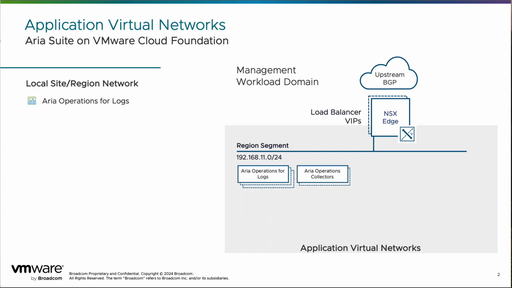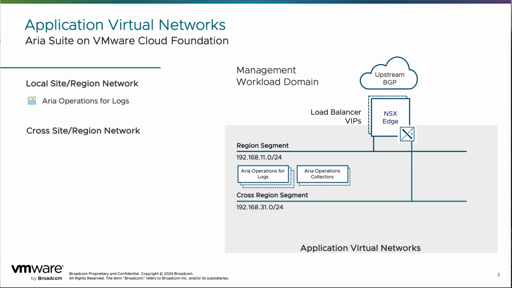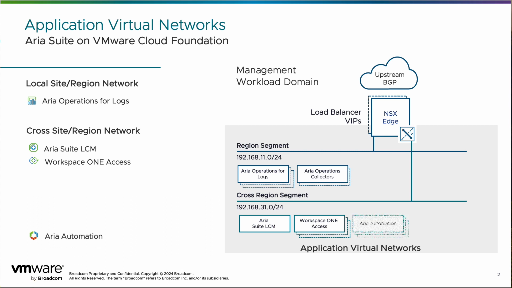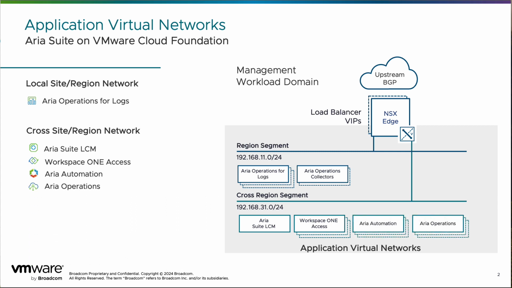Components that use the region segment include Aria Operations for Logs. The second segment is a cross-site virtual network referred to as the cross-region segment. This segment is used for the Aria components that will be configured to fail over to the disaster recovery site in the event of a site outage. These components include the Aria Suite Lifecycle Manager, Workspace ONE Access, Aria Automation, and Aria Operations.